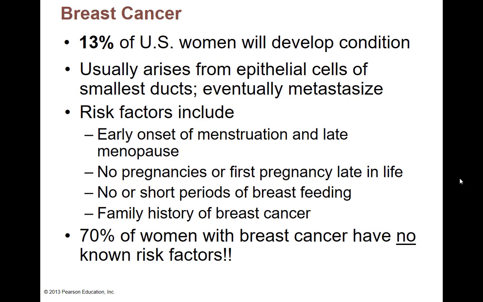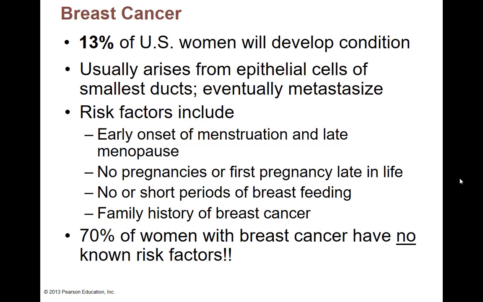Things that can happen with breasts is breast cancer. 13% of all U.S. women will develop breast cancer. It ends up being about 1 in 8. And so just looking around, we probably have 16-ish women in here. So statistically, 2 of us will develop breast cancer. And so I'm like, that's a lot.